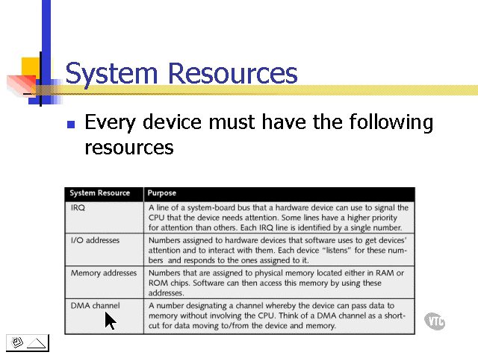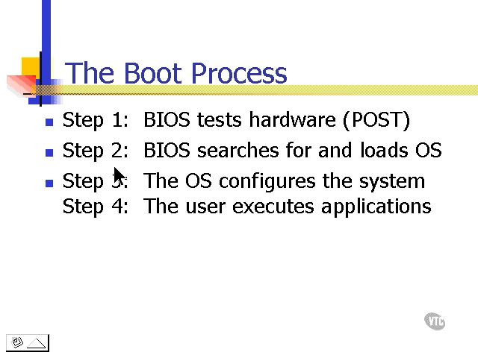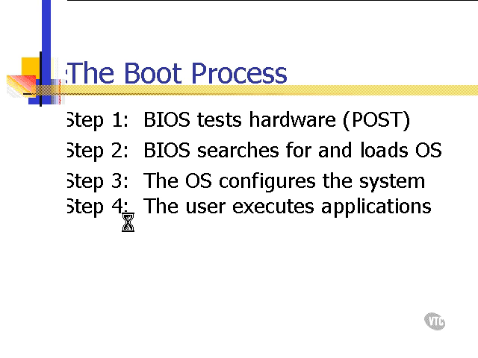Now let's take a look at how the boot process works. First, we'll take a look at an overview, and then we'll look deeper into each step. Step number 1, BIOS tests the hardware. This is called the POST test or power on self test. In step number 2, BIOS will search for and load an operating system. In step number 3, the operating system will configure the system. And then finally, in step number 4, the user will execute an application which pulls the whole thing together. So now let's take a look at each step closer.